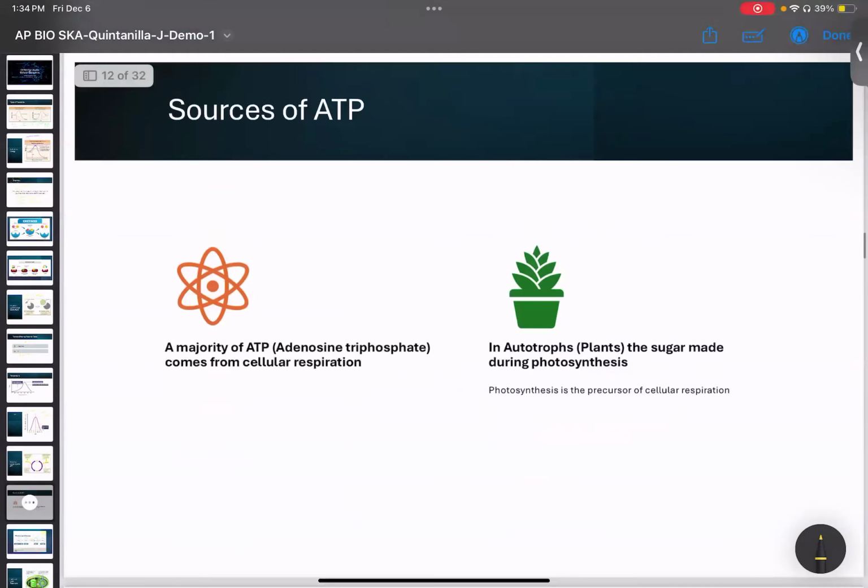In cell biology, typically the majority of ATP comes from cellular respiration. We'll talk about that in a little bit, but a preview is glycolysis, oxidative phosphorylation, and chemiosmosis. For plants, which are autotrophs, the energy source is glucose. They use photon energy, which is sunlight energy, to convert CO2 and water into oxygen and glucose. Glucose is then used in cellular respiration to produce ATP.